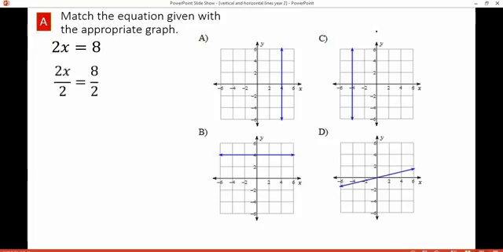Here, I have to get x by itself first, a simple one-step equation, and then I know that's going to be a vertical line through 4 on the x-axis, choice A.